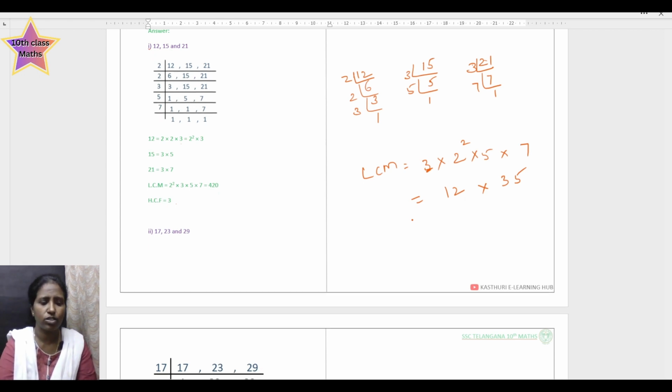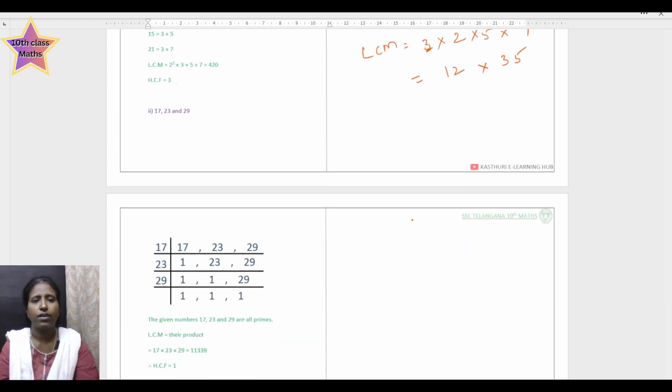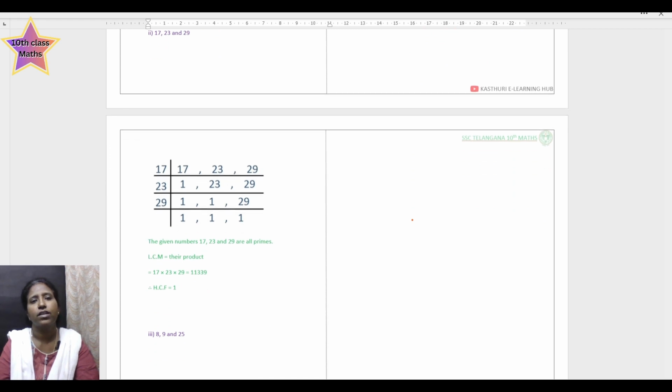We will go with the next one. The next one is 17, 23 and 29. How will you write 17? 17 is a prime number, so 17 ones are 17. Write the 23 and 29 as it is. Then 23 is also a prime number, so 23 ones are 23. Again, 29 is also a prime number, so 29 ones are 29. All 1s have come. So now we have to go with the HCF. What is common here in all of them?